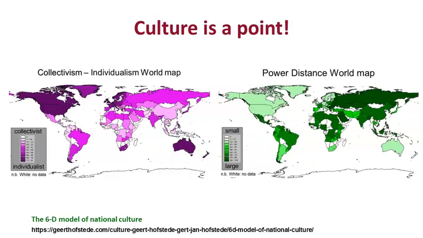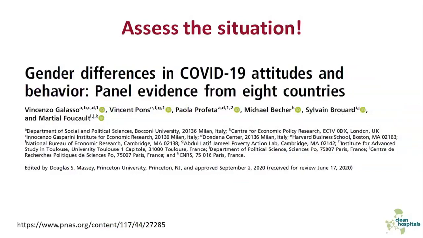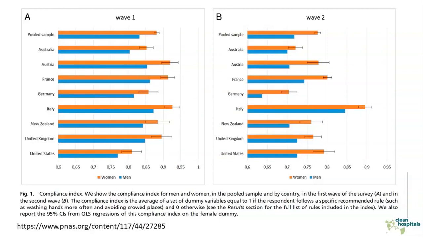Next one. So there are a lot of differences, gender differences. Next one, it's an international panel in March wave one, in April wave two. And you see that the observance is moving from one period to another, but also that women are far more observant than men. So if you have a team with a vast majority of women, it will be easier to implement prevention than if you have a team with a majority of men.